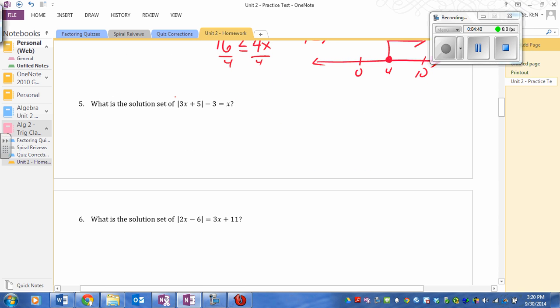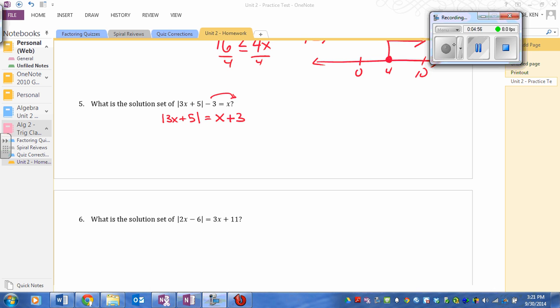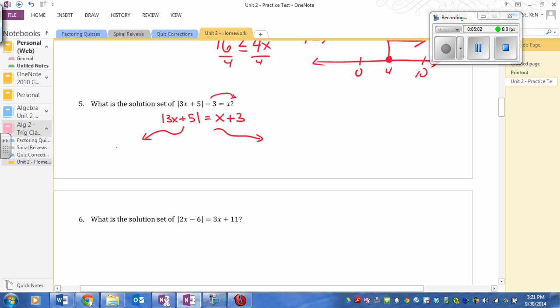Remember, with absolute values, we have to isolate the absolute value. So this 3 has to come over. So you get absolute value of 3x plus 5 equals x plus 3. All right, so now I can split it up. 3x plus 5 equals x plus 3, the normal one, and 3x plus 5 equals negative x plus 3. So this one, bring this x over, I get 2x. Bring the 5 over by subtracting it, I get negative 2. So this one gives me x equals negative 1.